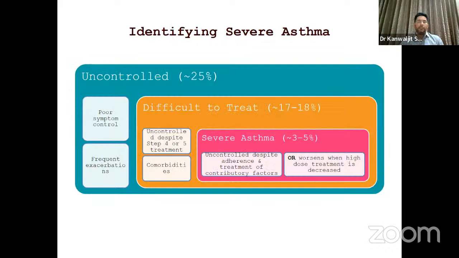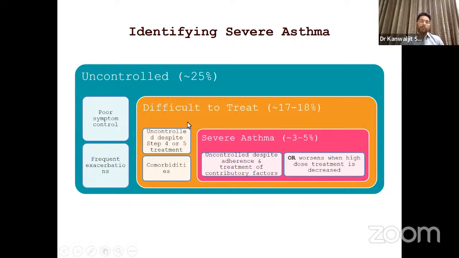So how do we identify the severe asthma patients? Uncontrolled asthma patients include 25% of the total patients. It includes poor symptom control as well as frequent exacerbations. There is also a term called difficult to treat asthma, which also includes severe asthma.